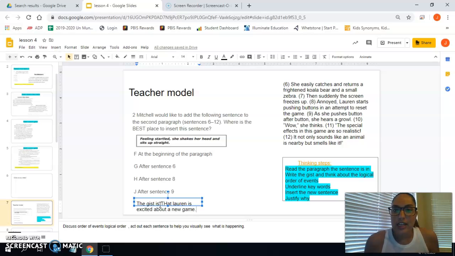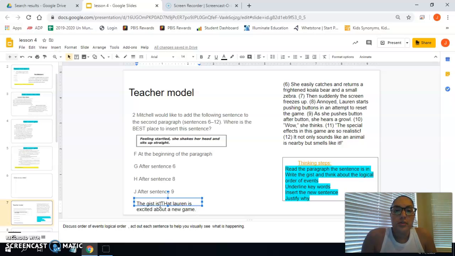Now it says underlying keywords. Well, my question is what I have to do. I have to add the sentence, "Feeling startled, she shakes her head and sits up straight." When you're adding a sentence, you really need to look at the logical order of what is happening in the paragraph. But let's act out feeling startled. So when you're startled, you're like, so let's all do that. Feeling startled, she shakes her head and sits up straight. Obviously something had to happen for her to do that. We don't just feel startled for no reason.